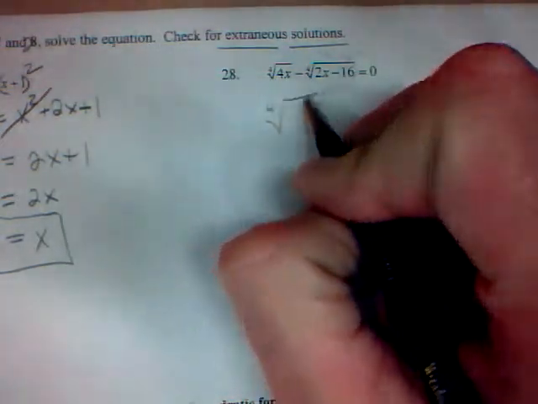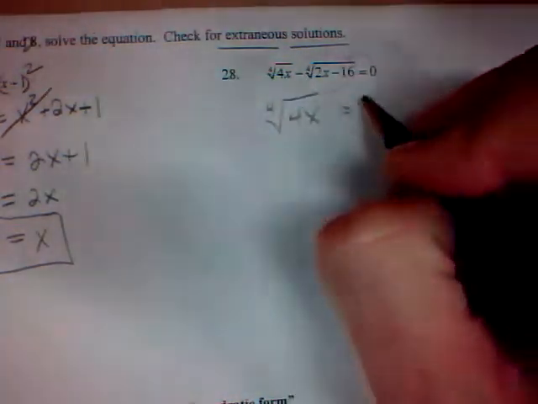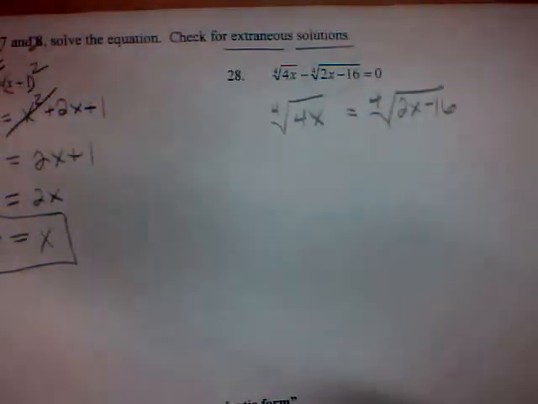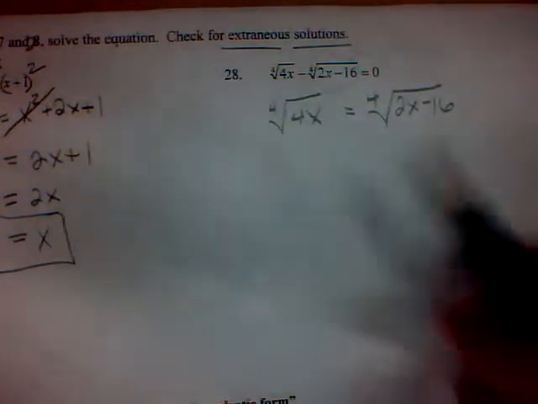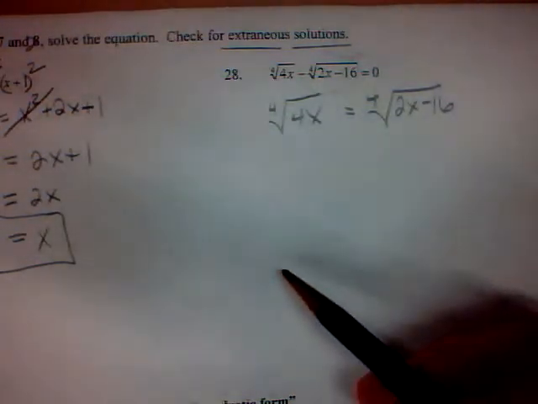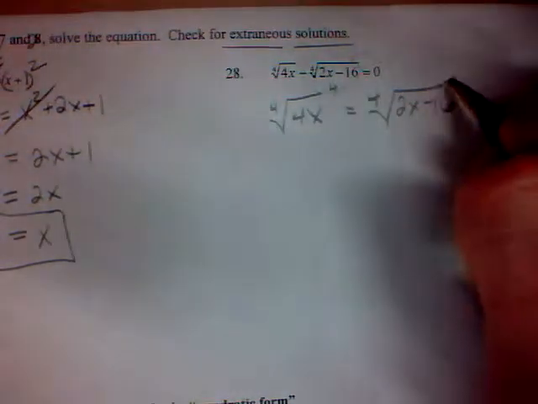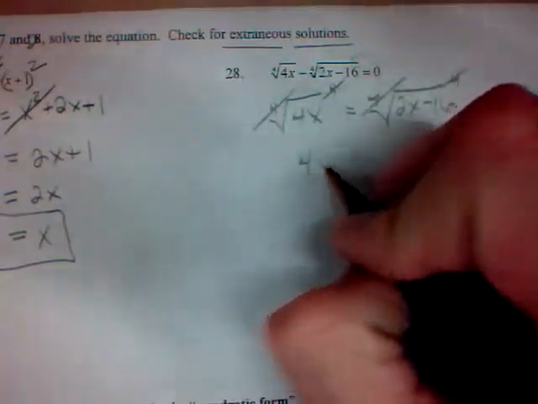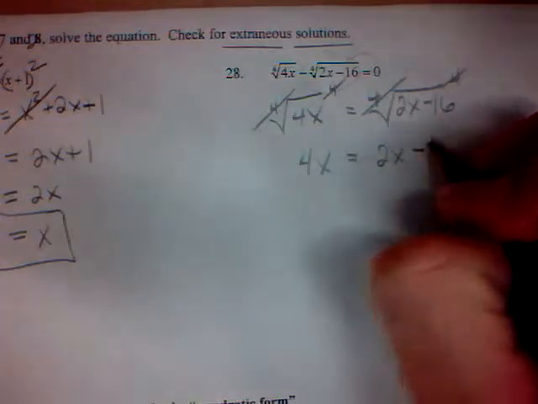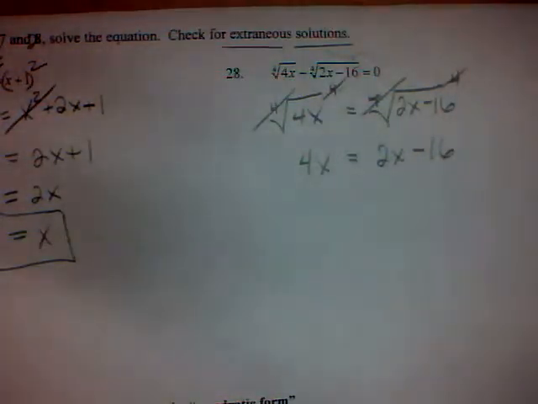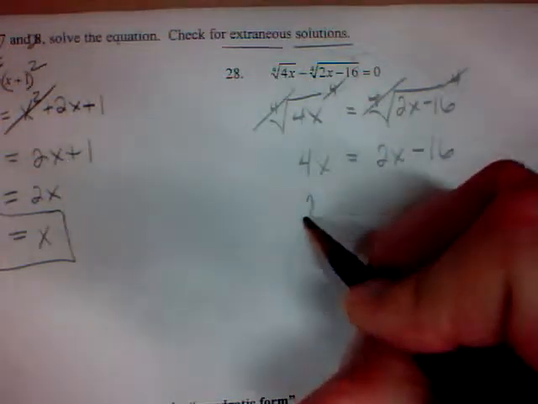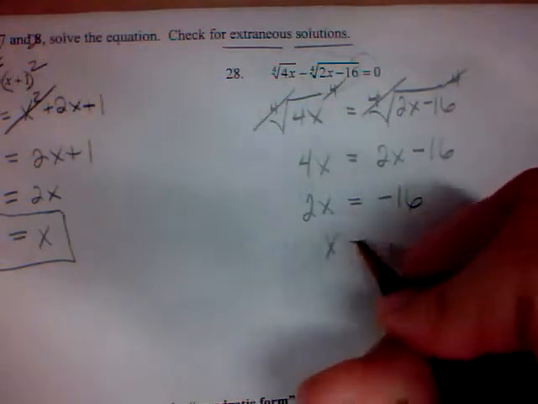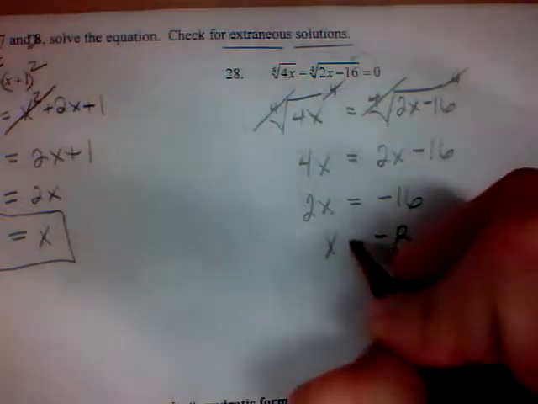So you have the 4th root of 4x equals the 4th root of 2x minus 16. And this one's going to be actually quite nice if you raise each side to the 4th power. Both of these will cancel out, which leaves you with 4x equals 2x minus 16. And then we can subtract 2x, which gets you 2x equals negative 16, so x equals negative 8.